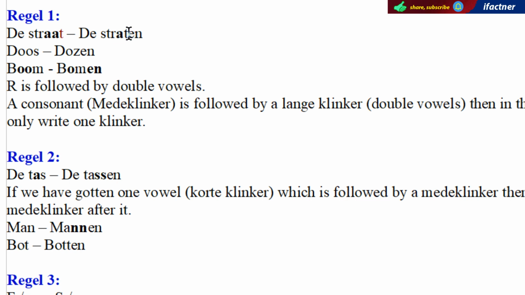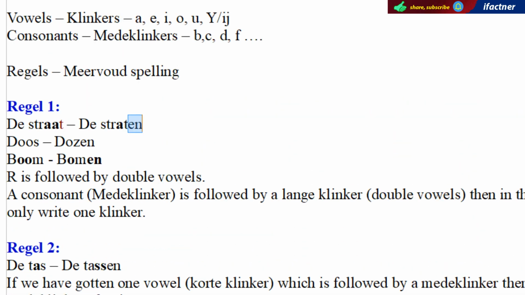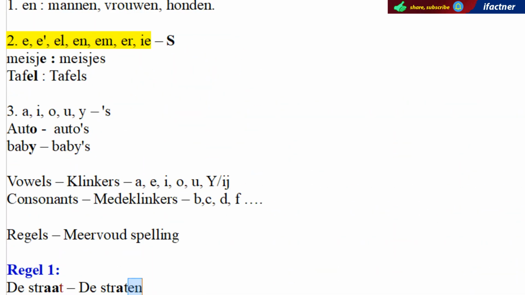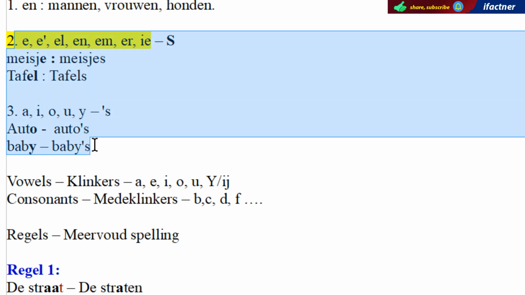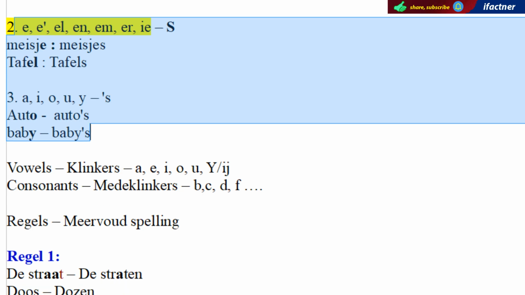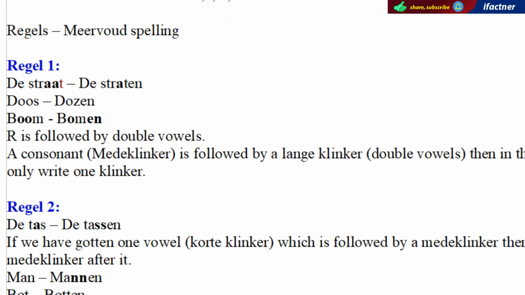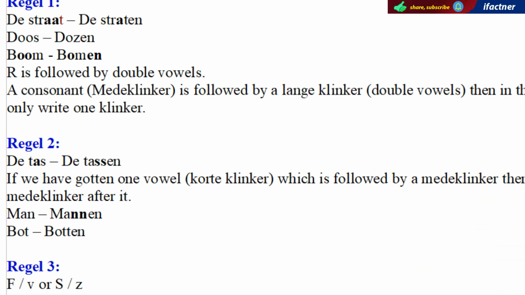And we have already known that most of the words end with en, and en is not included in these two rules. Therefore, we have added en at the end of the word. So the word straat becomes straten.